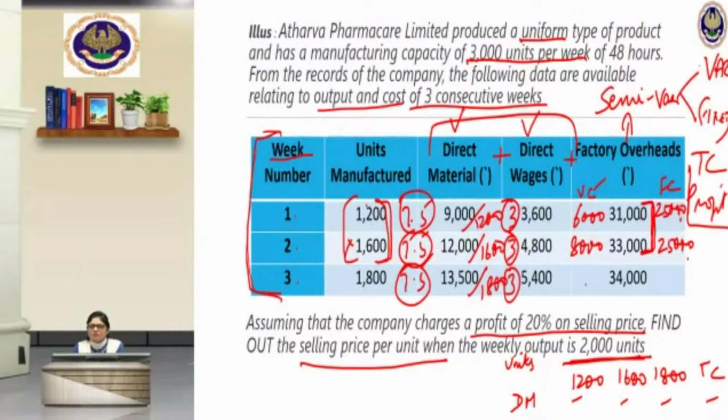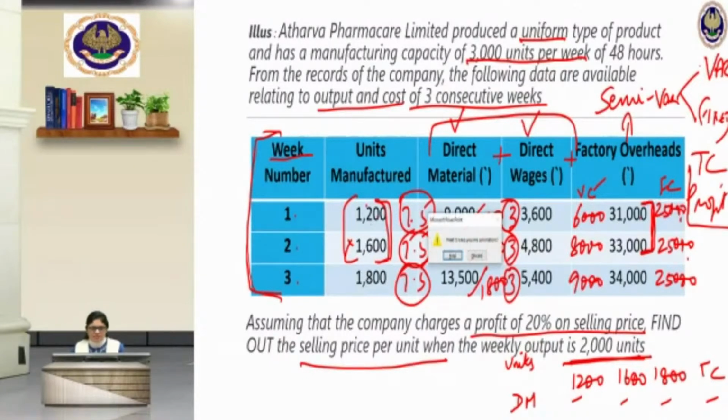Repeat it for week 3 also. 5 per unit was the variable cost. 1,800 into 5, 9,000. 34,000 minus 9,000 again comes to 25,000. See, this is the property of variable cost and fixed cost. Variable cost in total always changes. Fixed cost in total remains constant.